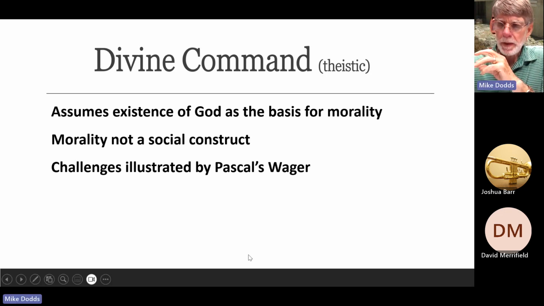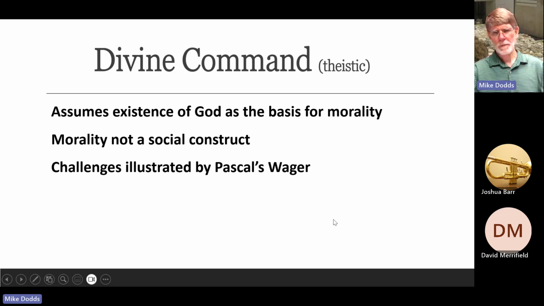But here we would have to lump everybody that has an outside basis for authority in that which God has handed down to us, whether it's the Islamist who has the Quran or the Jew who has the Torah. Now, we'd agree with them on the Torah, but they have not had full revelation; they have not acknowledged the New Testament, Christ specifically, but there's special revelation. Morality is not a social construct. It's not even personally affirmed. The challenges are illustrated by Pascal's wager.